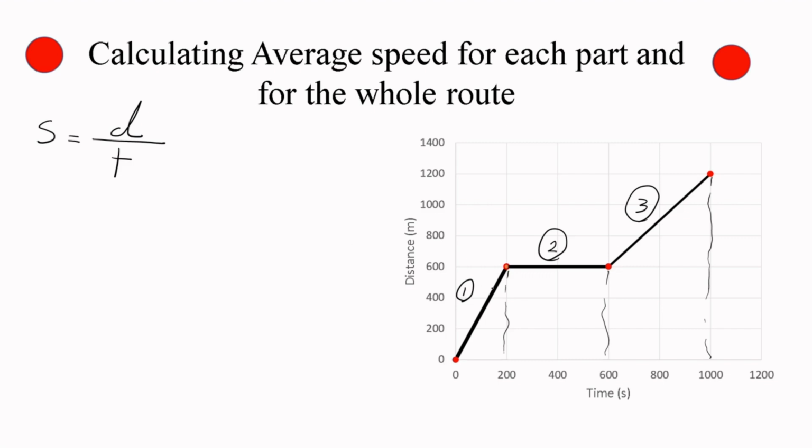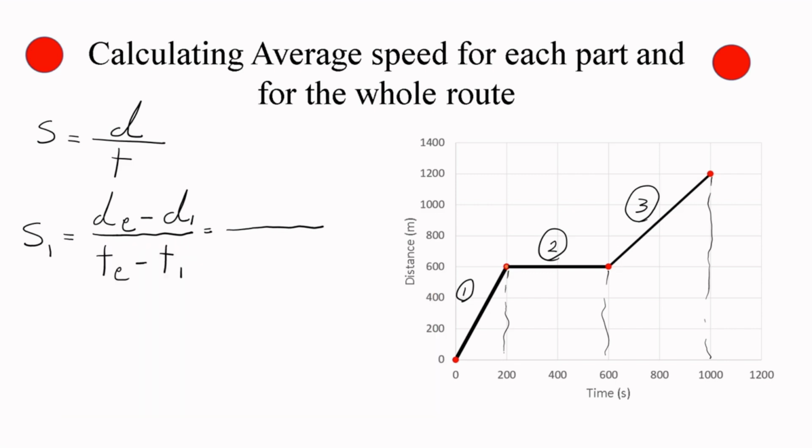We want to start with the first part. I'm going to show it with S1. 1 stands for the first part. How am I supposed to calculate distance? I'm going to write d of ending point of this part minus d of initial point of this part, over t of ending point minus t of initial point. Okay.